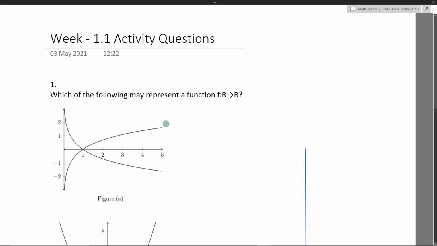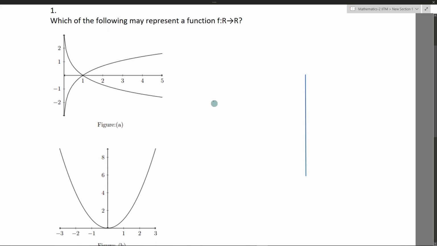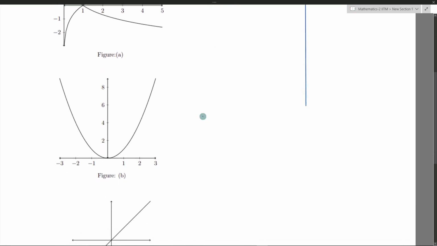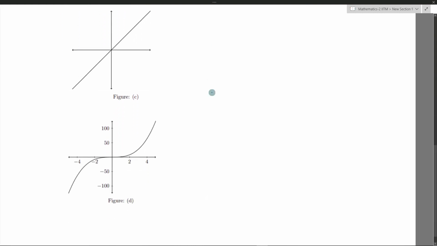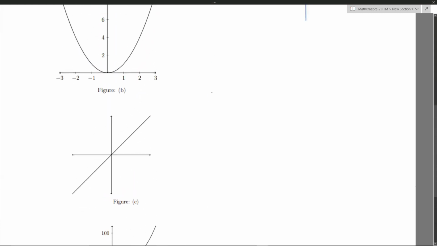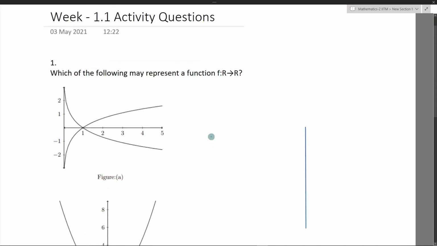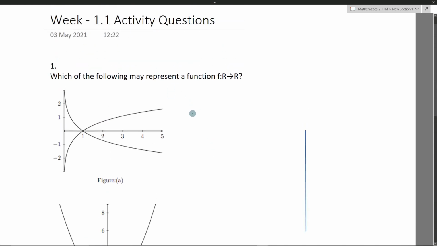Okay, so we'll start with question number one. Which of the following represents a function, right? We have four different graphs, and we have to identify which of them represents a function. If we remember from mathematics one, we have a concept called the vertical line test. So what does this test say?